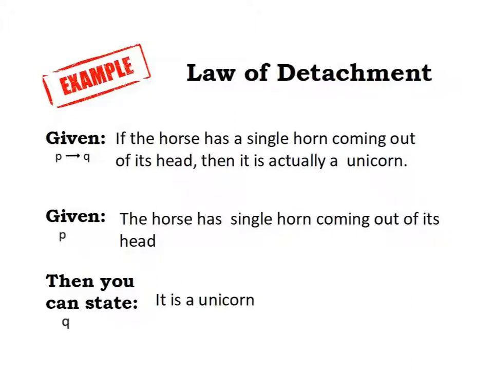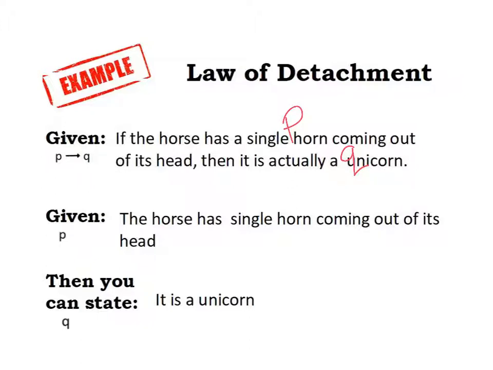Here's an example. It says, if the horse has a single horn coming out of its head, then it's actually a unicorn. All right, so I'm going to say, oh, the horse has a single horn, that's the P. Then it's a unicorn, that's the Q.